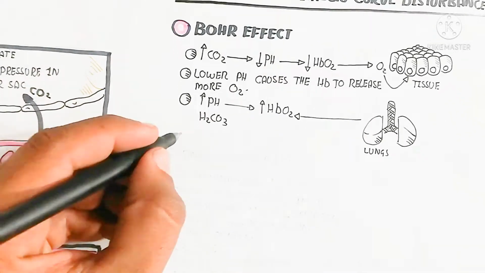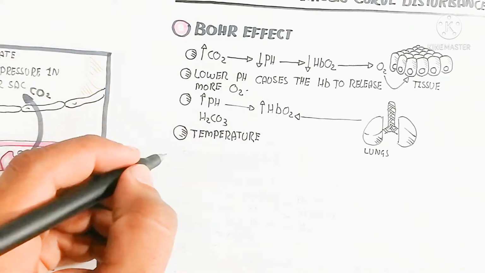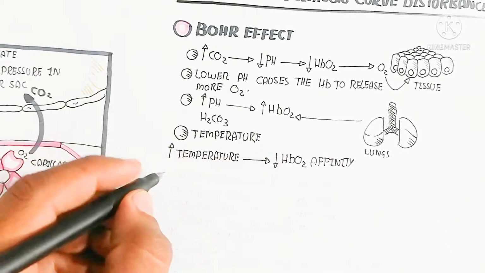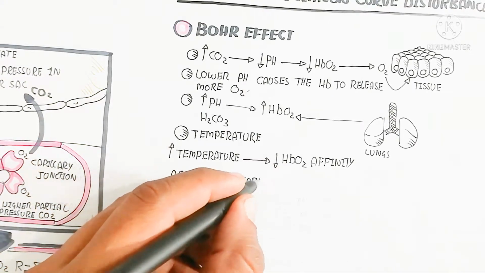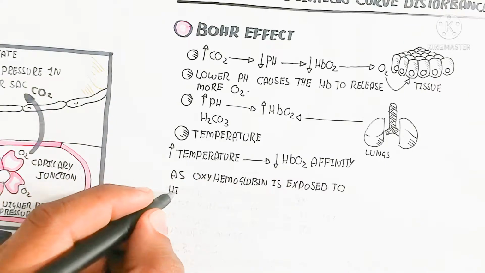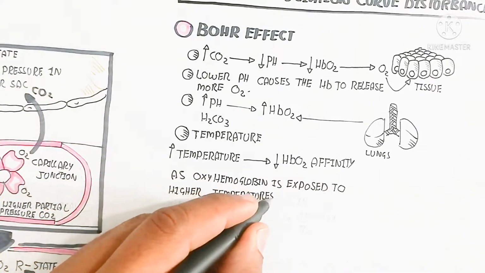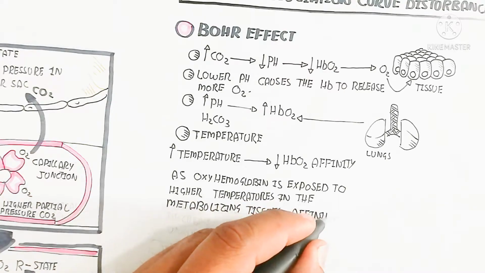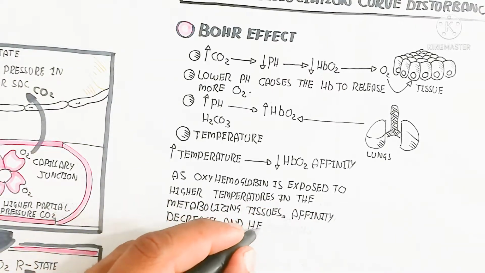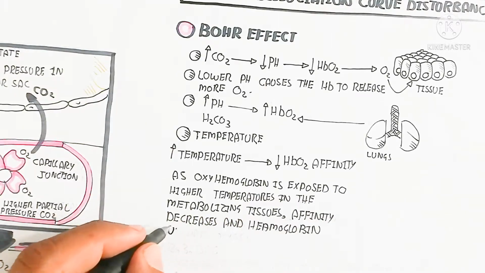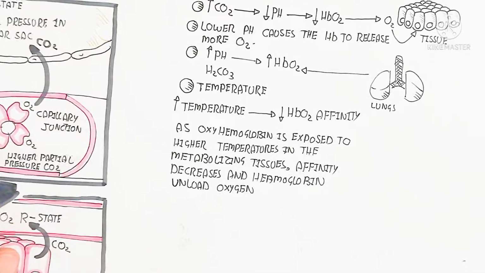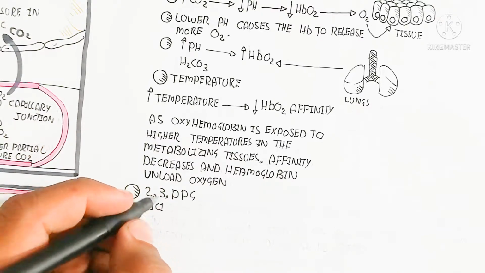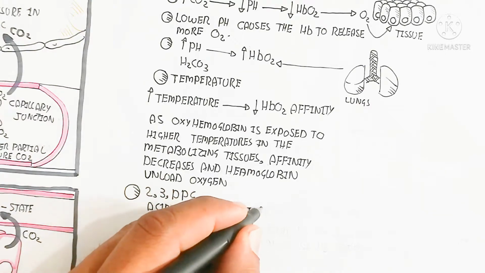So after the carbon dioxide increases, the pH decreases, and in this way the hemoglobin oxygen affinity will be decreased. Next is the temperature. An increase in temperature decreases the affinity of oxyhemoglobin, so the oxygenated hemoglobin affinity will be decreased, and as oxyhemoglobin is exposed to higher temperature in metabolizing tissues, affinity decreases and hemoglobin unloads oxygen.